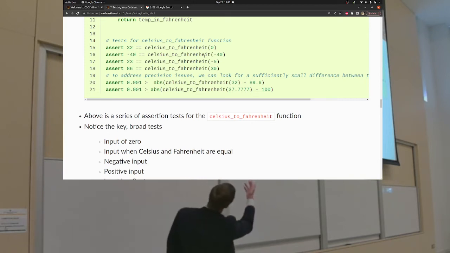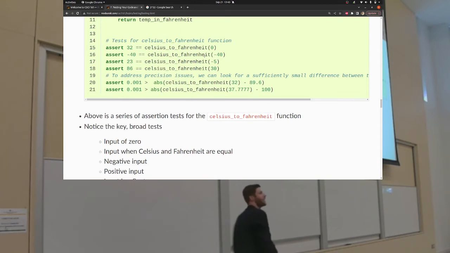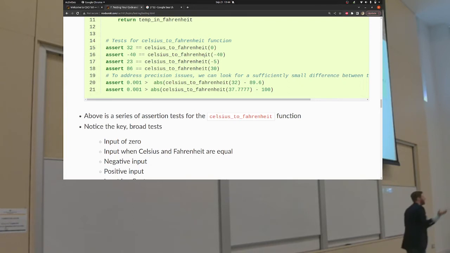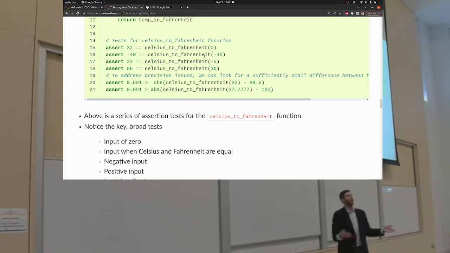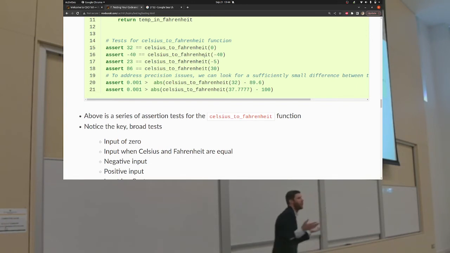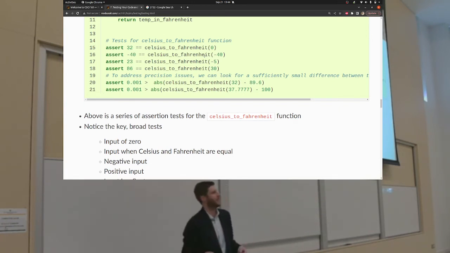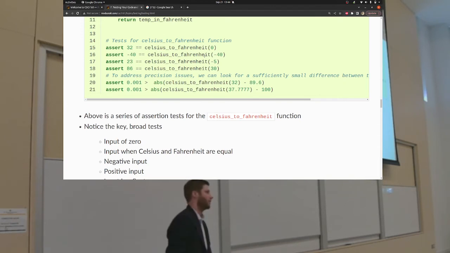So I also check 30, which is 86, and then I do some other ones that might have some floating point issue, like 32. 32 degrees Celsius is 89.6 degrees Fahrenheit, but I don't actually check equality between those two. I check the absolute difference and make sure it's less than a specific threshold. Similarly with 37.7777, that is 100 degrees Fahrenheit. But again, don't compare things that might have floating point issues. Do the comparison by checking that the difference is less than some threshold.